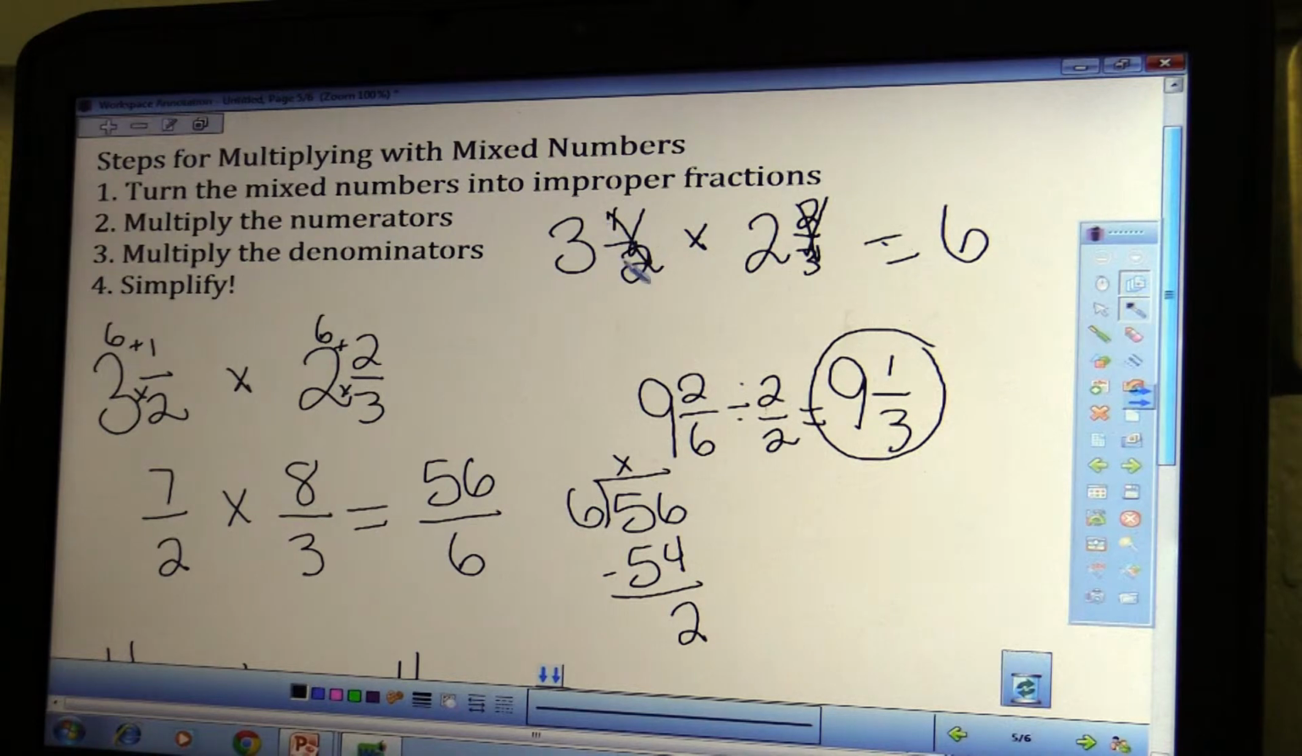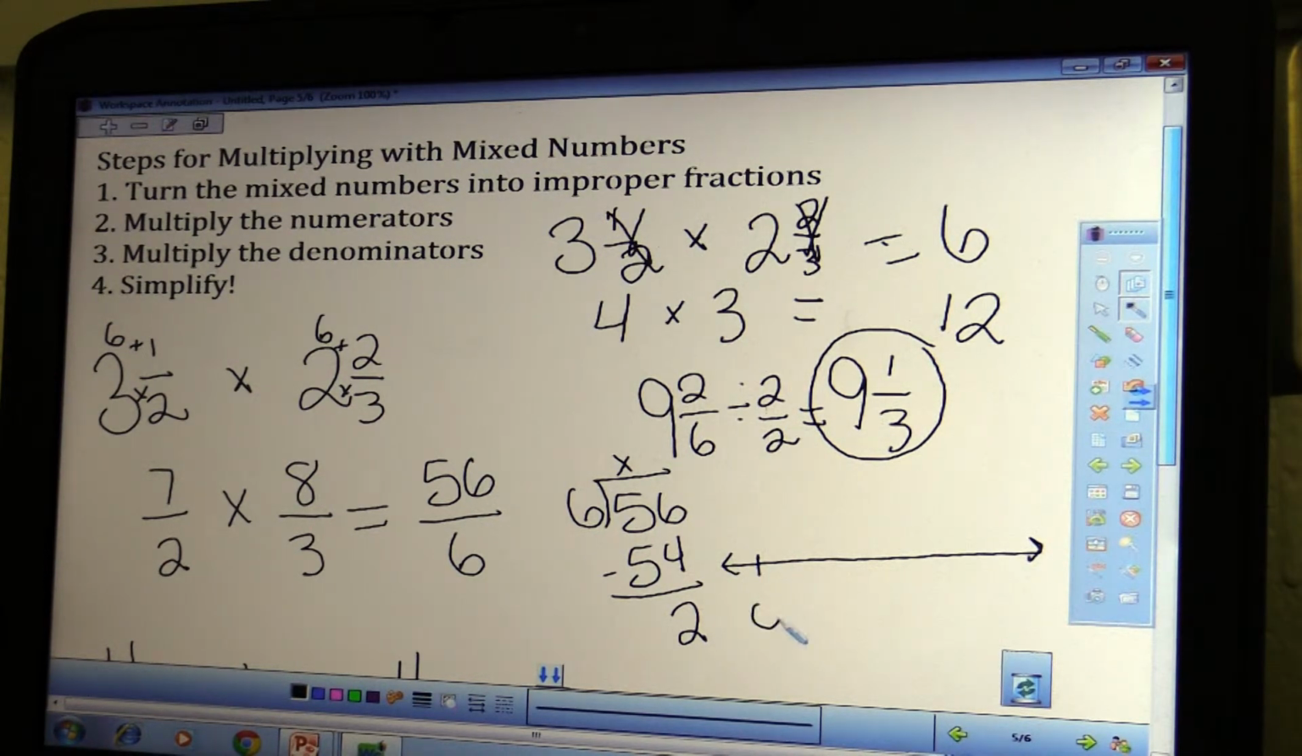Now I could round up 3 1/2. I'm going to round that up to 4. 2 and 2/3 would round up to 3. 4 times 3 is 12. Now I need to think about the halfway point between 6 and 12. If I set those up on a number line and had 6 here and 12 on the other end, I need to find what the halfway point between that would be. So here's 7, 8, 9, 10, 11, and 12.